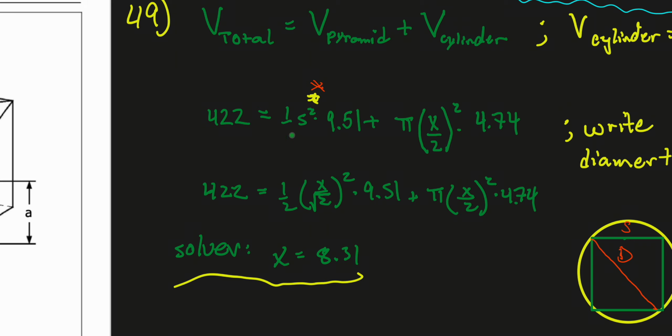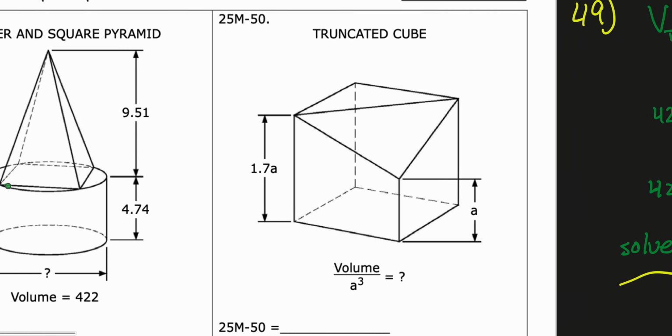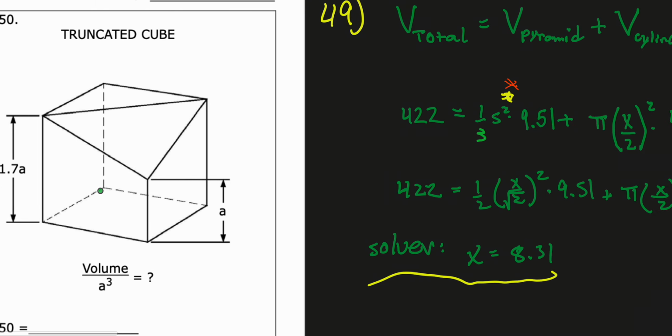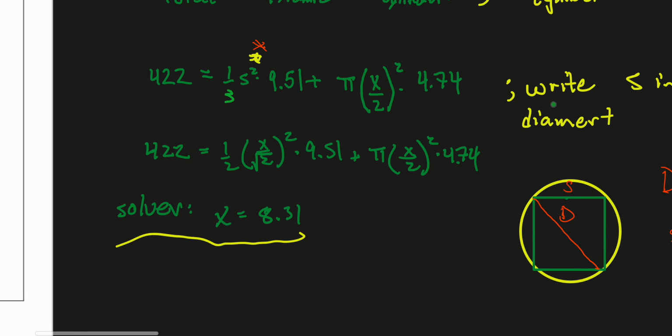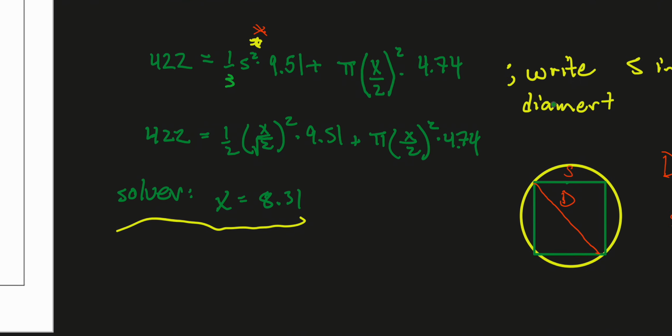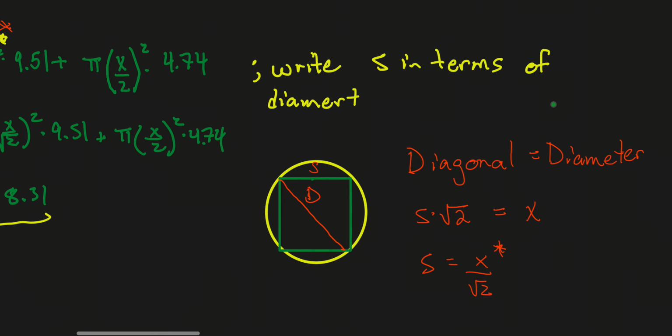So it's going to be 1/3 the base area, which is going to be a square. We don't know the side length yet, so we'll just call that S times S, or S squared, times the height, 9.51. Now the tricky part is, how do we get the side length? Especially because they want us to get the diameter. Well, the challenge here is that we need to write the side length S in terms of the diameter.